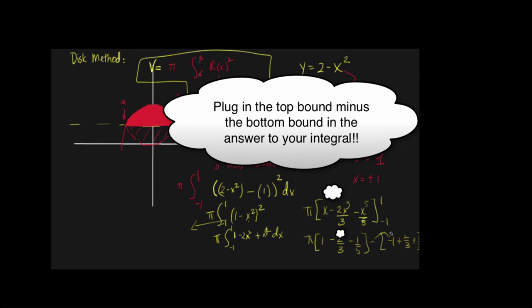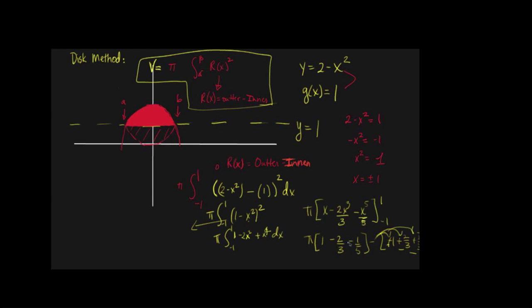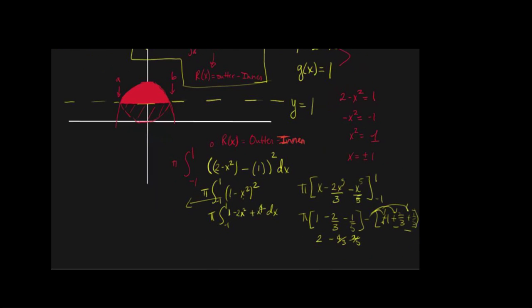When we distribute this minus sign through, we're going to get a positive there, a negative, which is exactly what I have here. So it's just going to double everything. So it'll be 2 times (1 minus 2/3 plus 1/5), which gives 2 minus 4/3 plus 2/5. So that's basically it for the disk method.